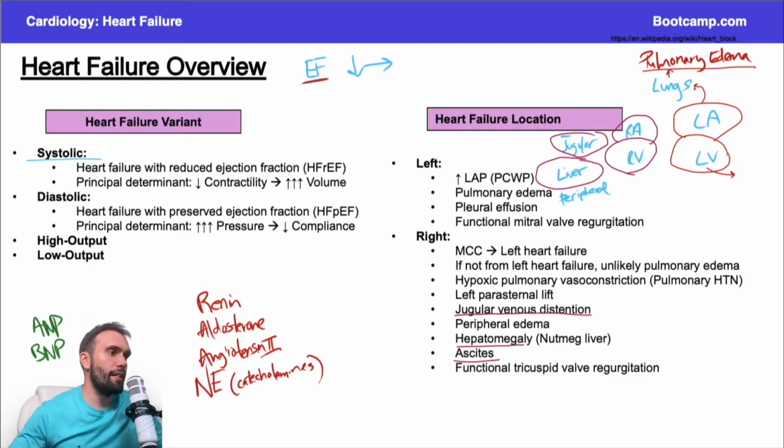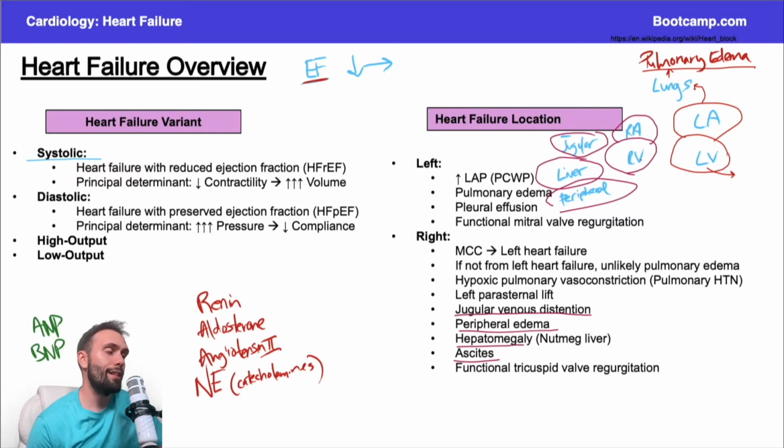And you can also get ascites, right? This is all from this backup of fluid into the periphery, right? You get peripheral edema. And usually it's going to be more gravity dependent. So in the lower extremities, typically these patients will have peripheral edema. You put your thumb over the pretibial surface, put some pressure there for a full 5 to 10 seconds, take your thumb off, and you can see that there's still some pitting there. And I'll show you a picture of that in a minute.